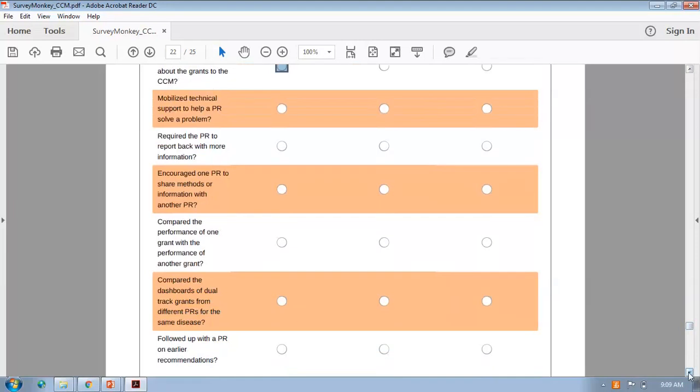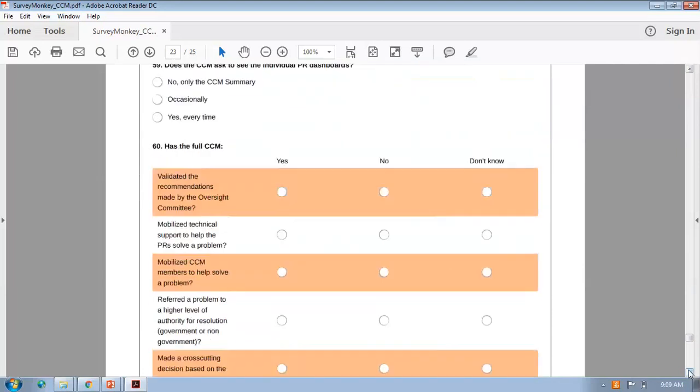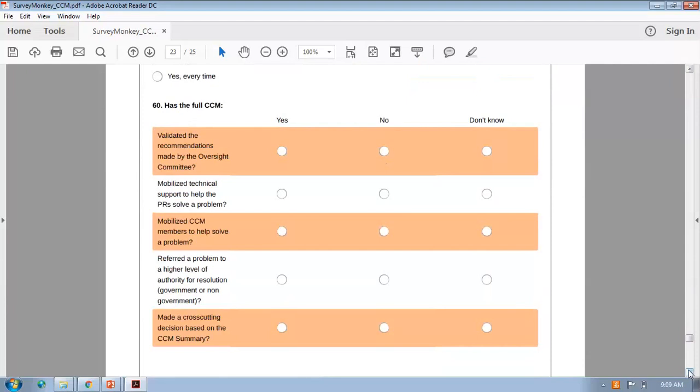I mean, so you can see that this section 57 is actually going to take maybe 10 or 15 minutes just for this one page, because this is really the heart of the matter. How does the CCM Oversight Committee use the dashboard and the CCM summary to do better oversight? And similarly, question number 60 asks questions about what does the full CCM do with the CCM summary and the information that they get from the Oversight Committee. For example, does the full CCM validate the recommendations made by the Oversight Committee? And that should be also recorded on the recommendations and actions page of the last CCM summary.